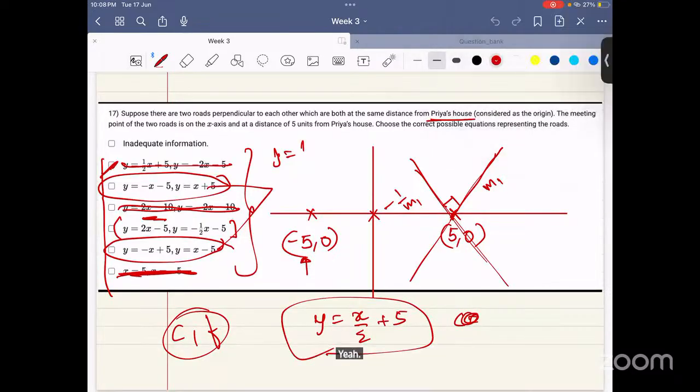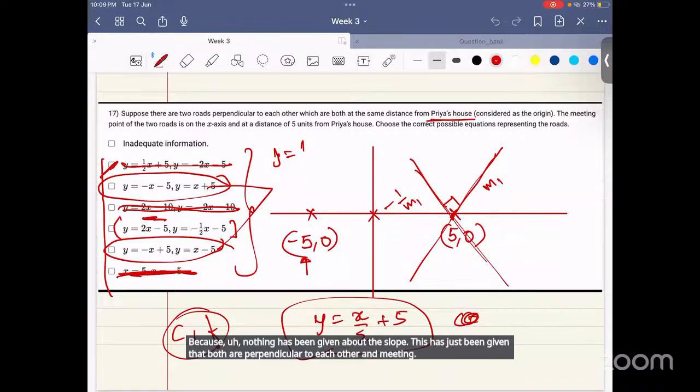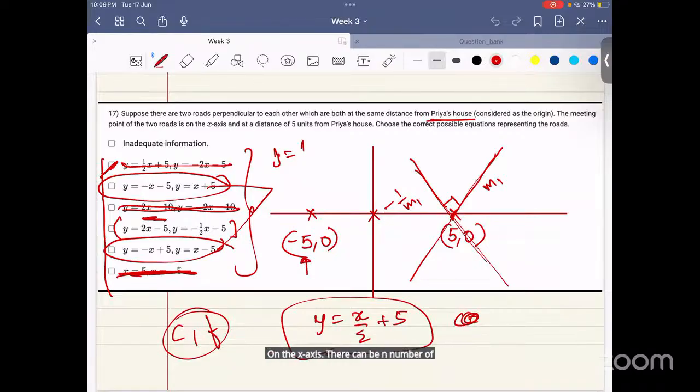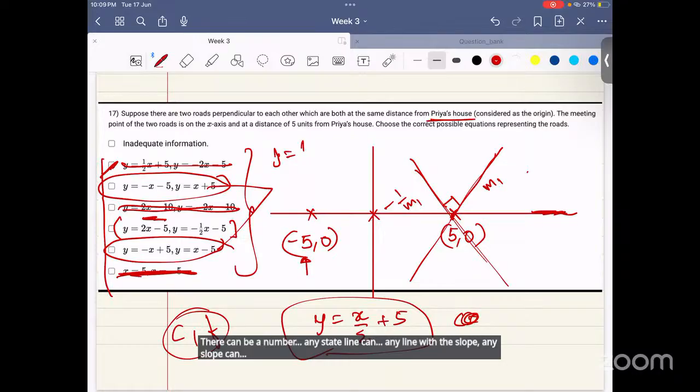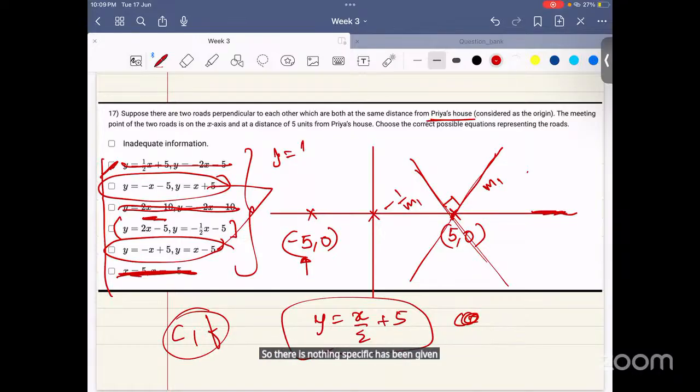Yeah, you can't do this. You have to go with the options only. Whoever is asking, you'll have to go with the options only, because nothing has been given about the slope. It has just been given that both lines are perpendicular to each other and meet on the x-axis. There can be n number of straight lines. Any line with any slope can meet on the x-axis. So there is nothing specific given about the slope, and from the options only you can mark it. I hope this is clear to you.